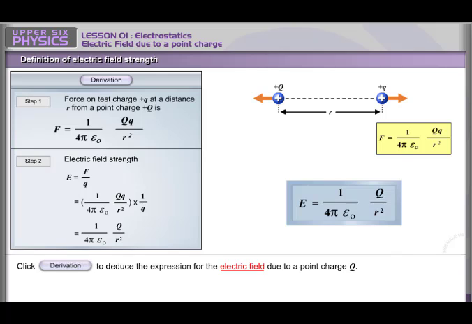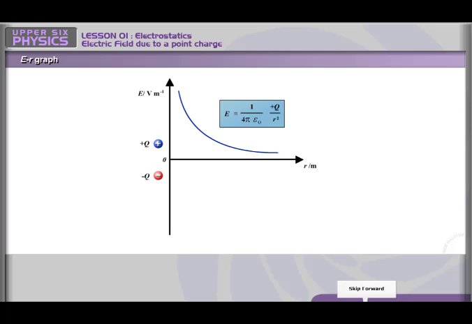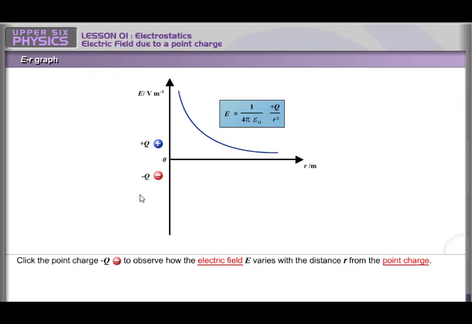Click on the derivation button to deduce the expression for the electric field due to a point charge Q. Click the point charge positive Q to observe how the electric field E varies with the distance r from the point charge. Click the charge negative Q to observe how the electric field E varies with the distance r from the point charge.